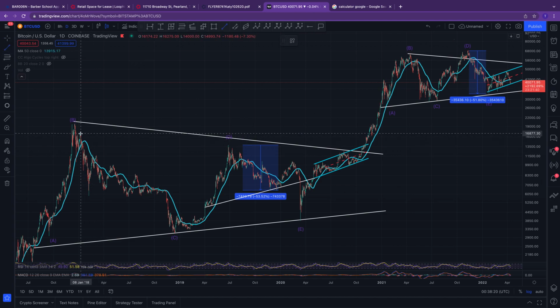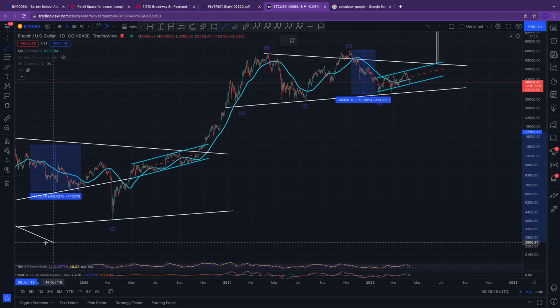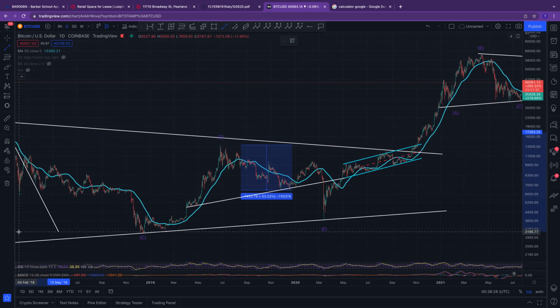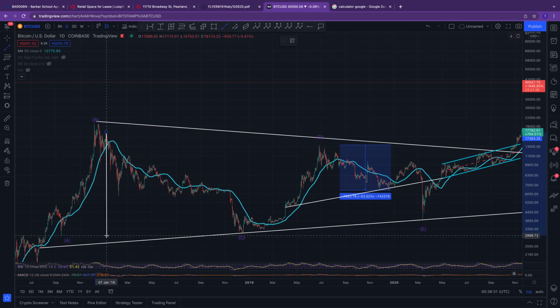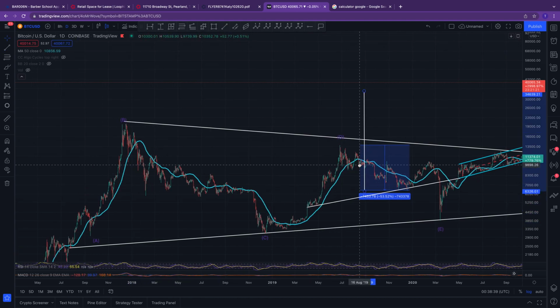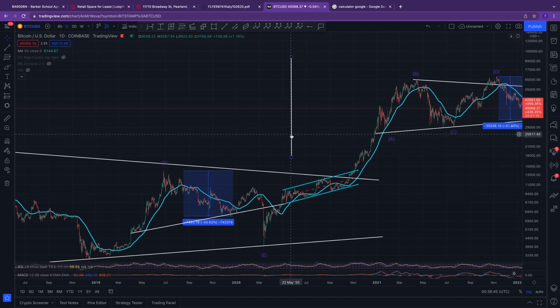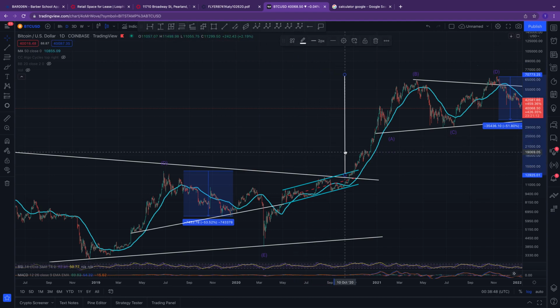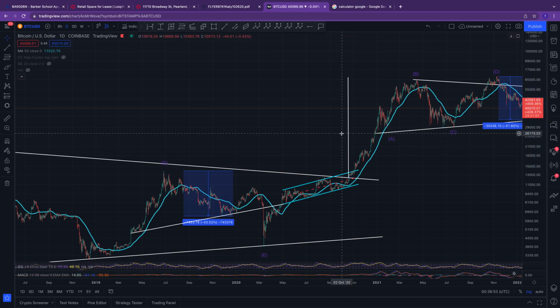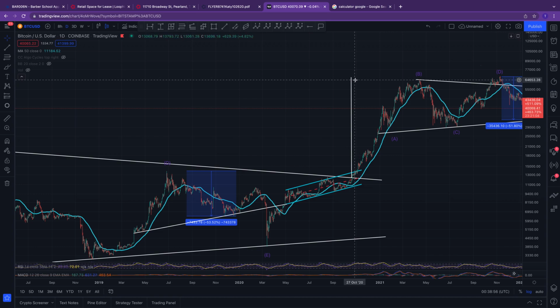So if we measure it, we're going to go from this top to this low here. So let's make a straight line. All right, let's get that straight. There we go. So make a straight line down. Boom. And so let's go ahead and drag it over to the breakout point. And something that is super, super compelling is that it lines up pretty dang close, like really close, within 10%.